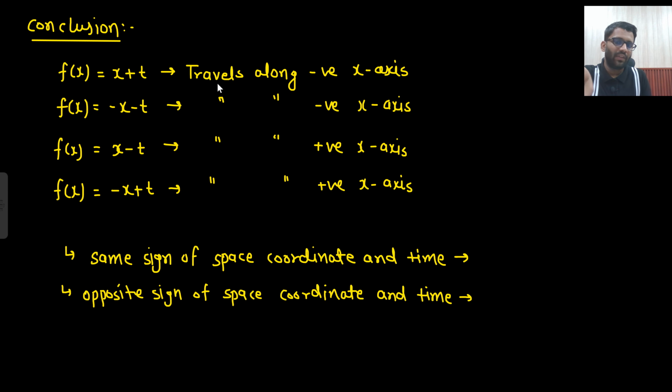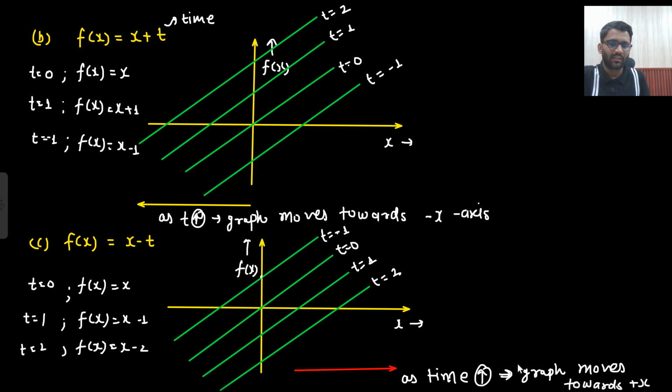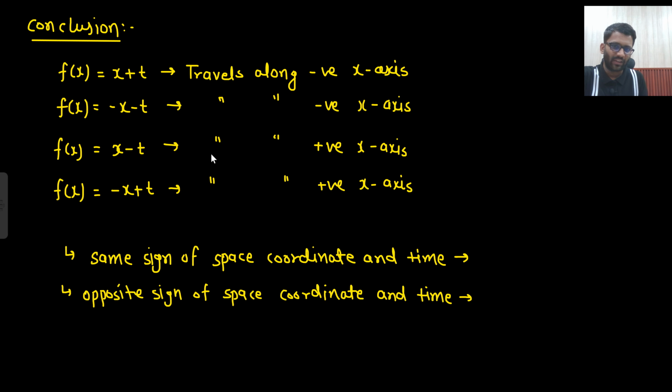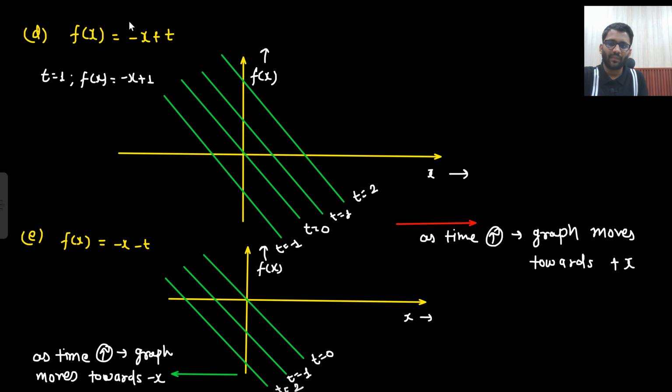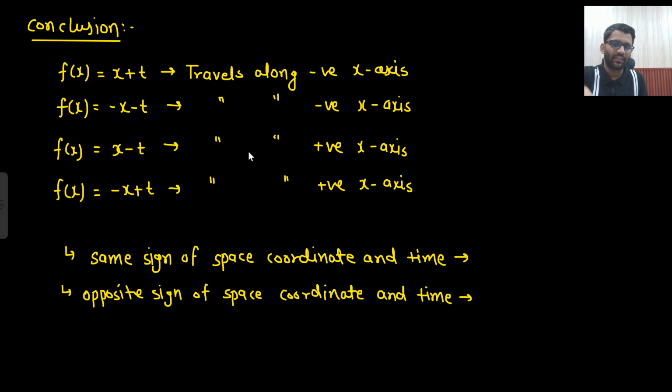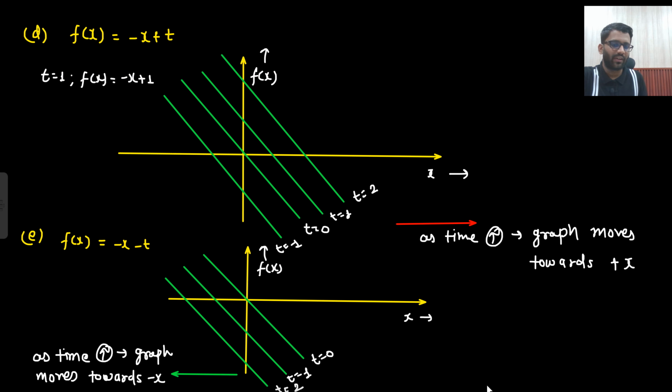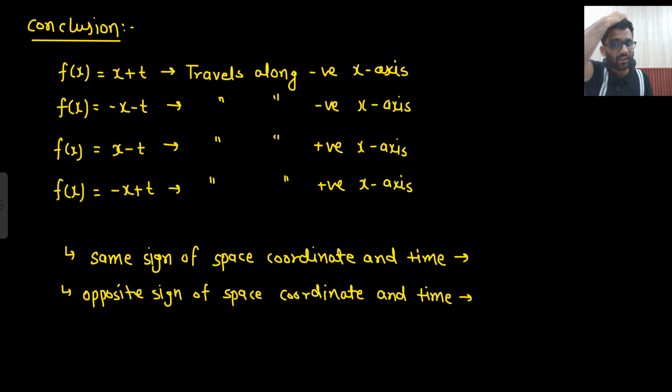For x plus t, we are traveling around negative x-axis. For x minus t, we are traveling around positive x-axis. For minus x plus t, we are traveling around positive x-axis. And for minus x minus t, we are traveling around negative x-axis. So what is the conclusion you can make? When there is the same sign of space coordinate and time coordinate, you will move along negative axis.